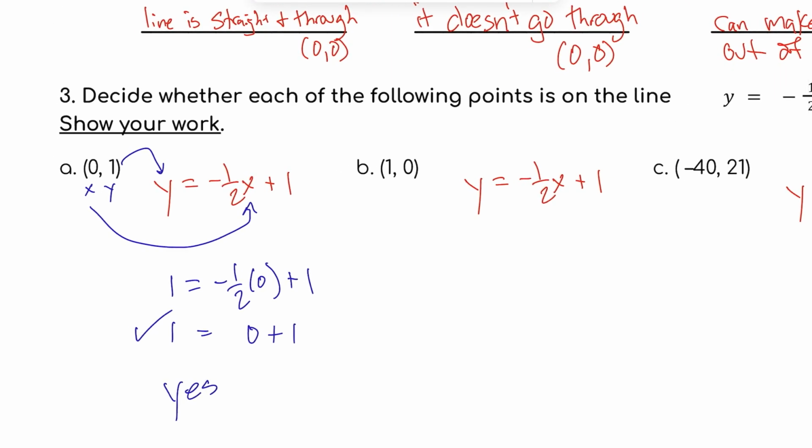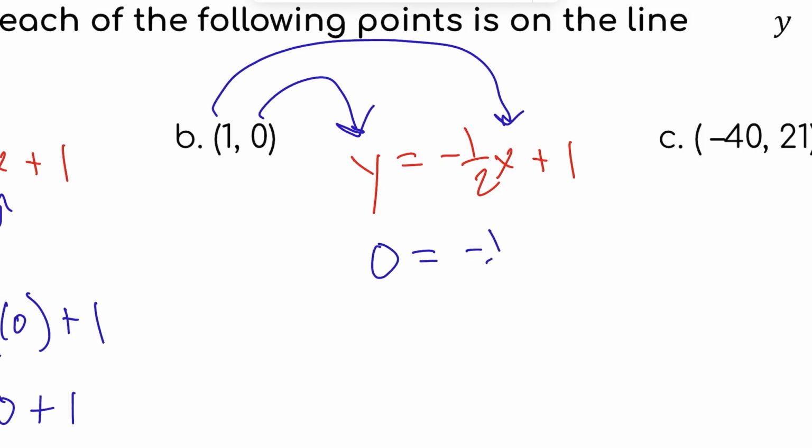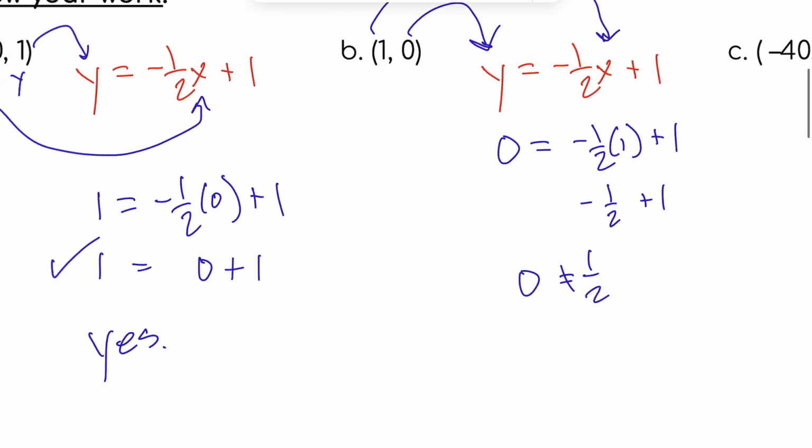And it just says to show your work, so you get to leave it at that because you showed your work and you came up with the right answer. On this one, they've reversed the x and the y. So this time, 0 goes in here and 1 goes in there. So we're going to see if that comes out true or not. So this would be 0. Does that equal negative 1/2 times 1 plus 1? So it's negative 1/2 plus 1, which is just 1/2. So does 0 equal 1/2? No, it doesn't. So this is not on the line.